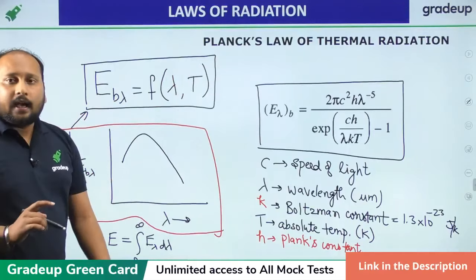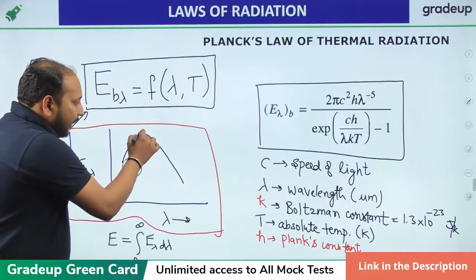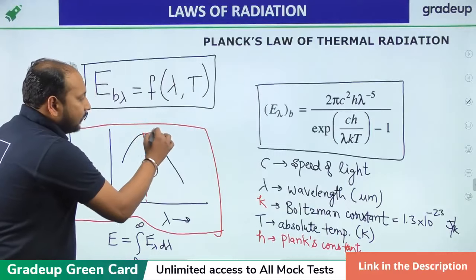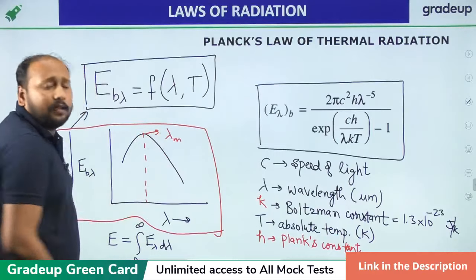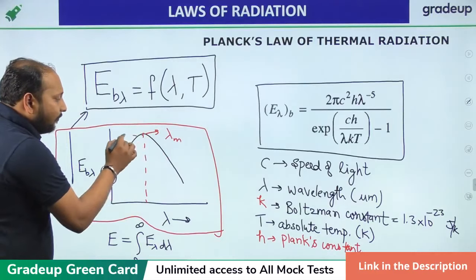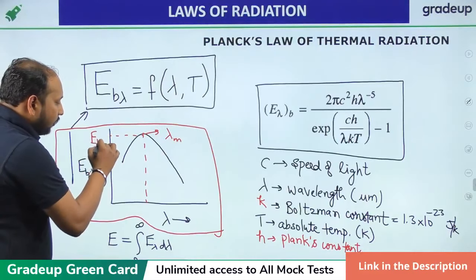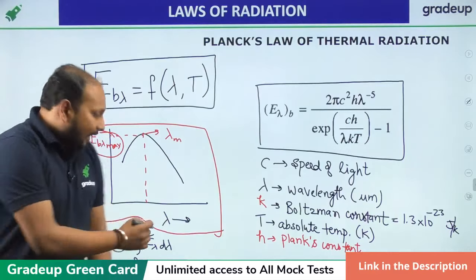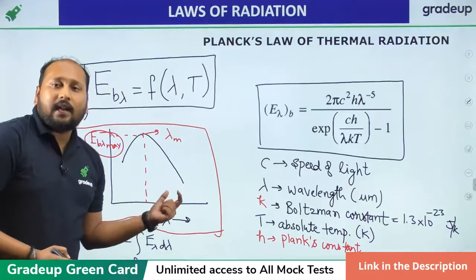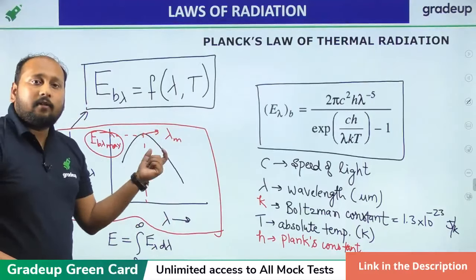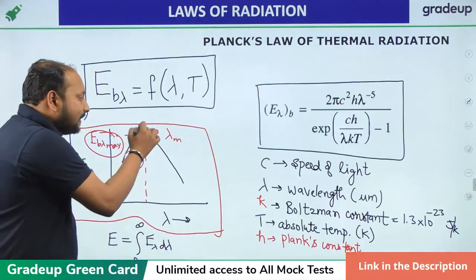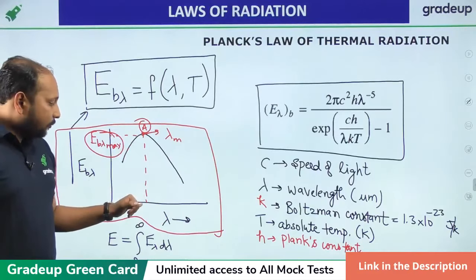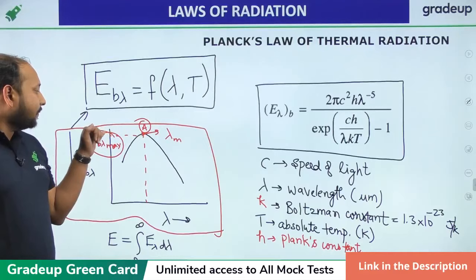with the wavelength, and he found that at some wavelength, take it as lambda m, we get a maximum black body emission, E max. Clear? We have n number of wavelengths. At some particular wavelength the emissive power is maximum. Take this point as A. So at point A, corresponding to this wavelength, we have the maximum emissive power.